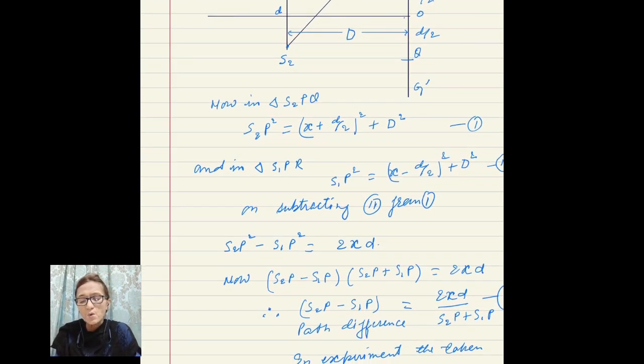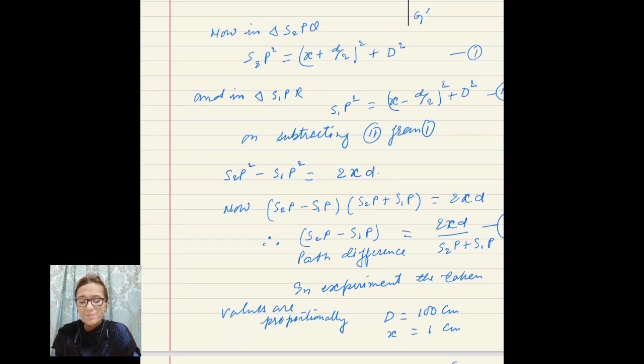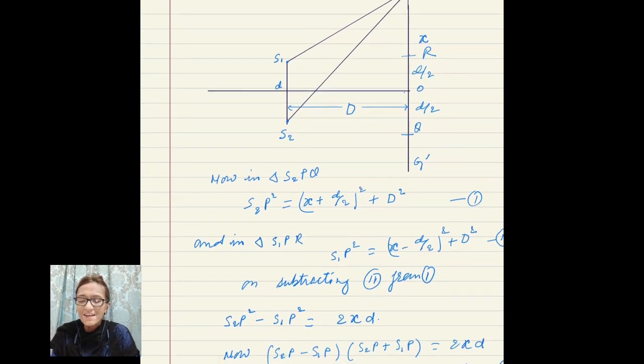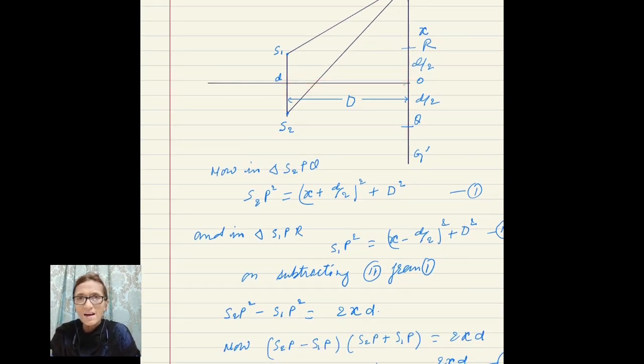Now when you subtract the smaller one from the bigger one, you will find 2xd. Now you know that a square minus b square is equal to a plus b into a minus b. So finally you get a path difference, S2P minus S1P. All these things we were doing to find the path difference. That is equal to 2xd upon the addition of S2P plus S1P. So now let us consider that this distance is large, 100 centimeter.